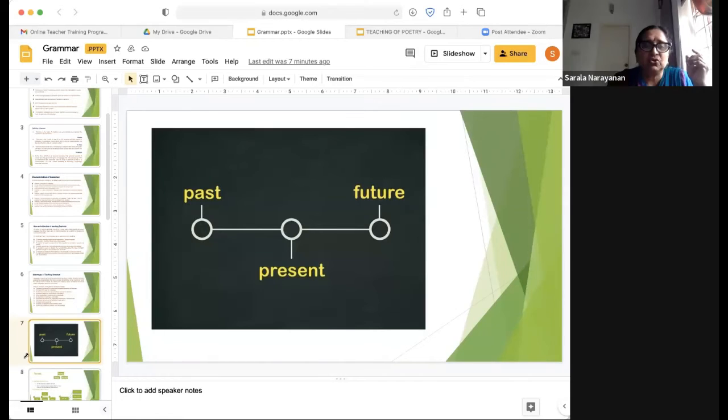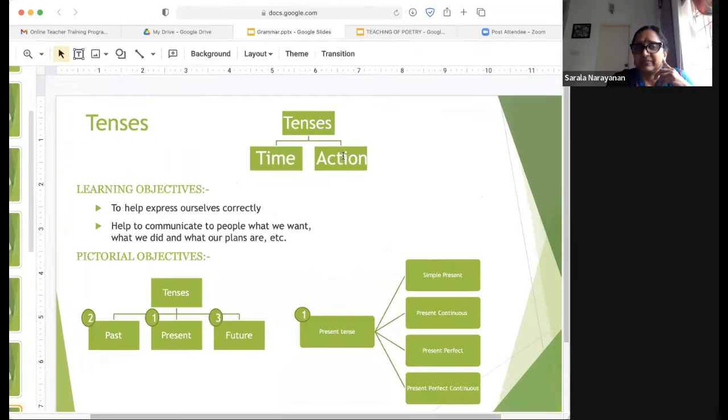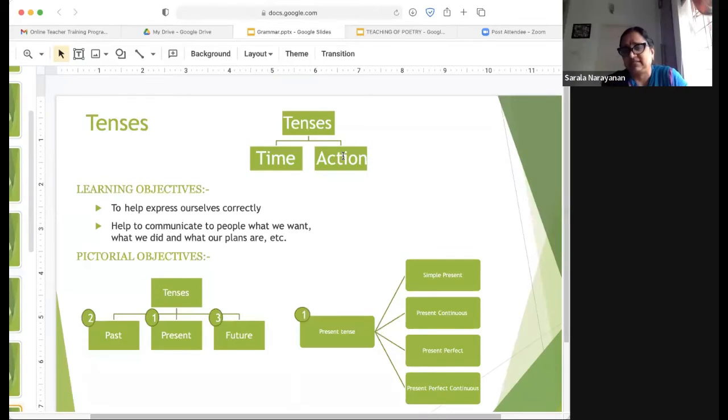So see the next PPT, you will understand. Tenses show us time and action. When I say the word action, then we will easily understand where we identify the tense. Unless there is a verb in the sentence, it is not a sentence at all. It becomes a phrase. When there is a verb only, there is a question of tense. Without it, we cannot teach tense.